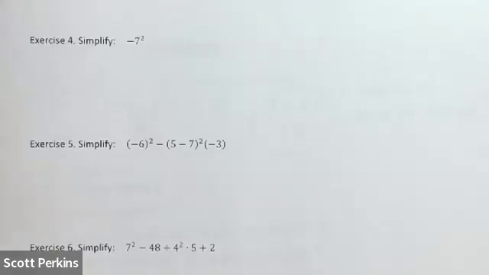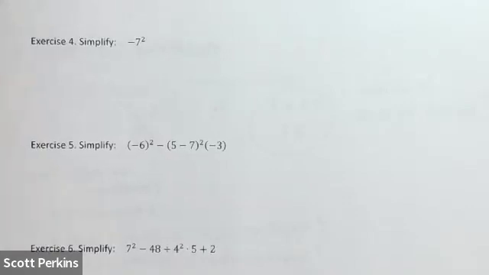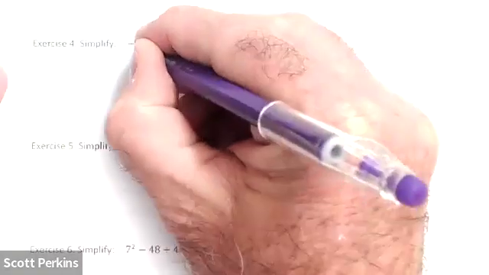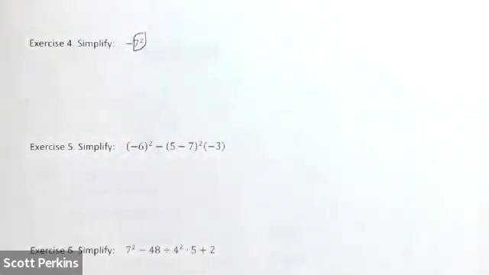All right, so on this problem right here, what is the exponent applying to, would you say? Yeah, it's applying just to the 7. There's no parentheses, so the exponent is applying just to the 7. Even though it doesn't look like it, this is an order of operations problem. The first step in order of operations is parentheses. We don't have any parentheses here. Step 2 is exponents, and so the exponent is just applying to the 7.